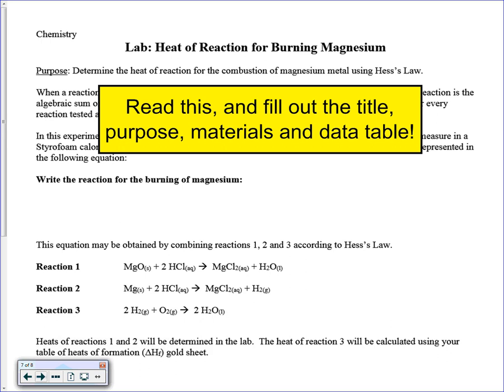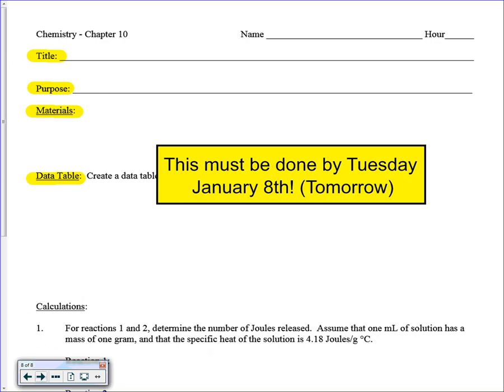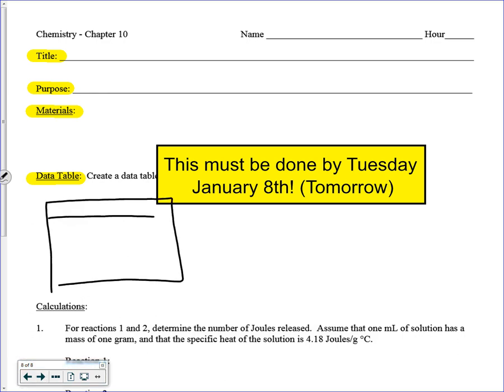I will be doing a stamp, so make sure that these things are done. Title, purpose, materials, and data table. And so here, I just showed you exactly what needs to be done. Again, title, purpose, materials, data table. As you can see, I didn't draw it, so you need to have a nice data table, preferably with straight lines, not like I'm drawing, where you need to put mass of whatever. And then we will get these values in lab tomorrow.